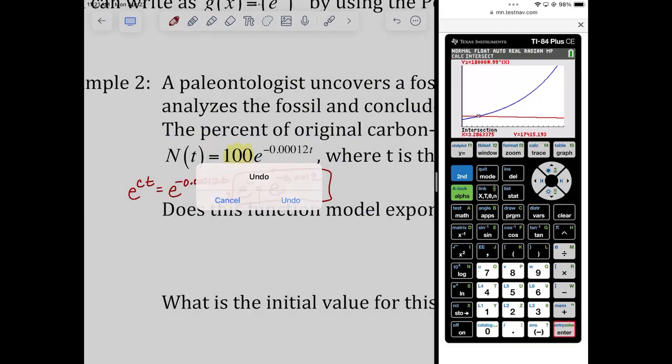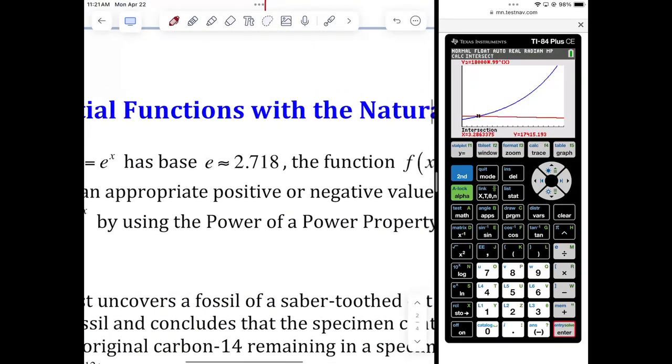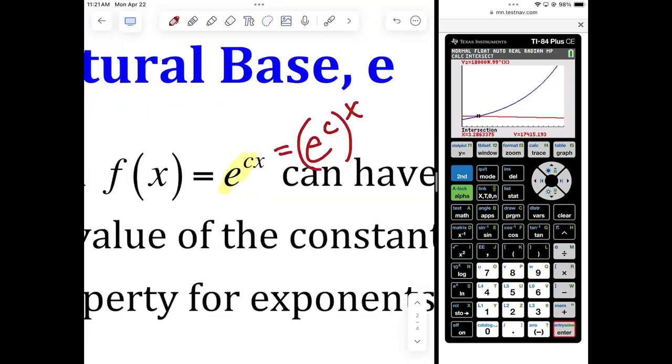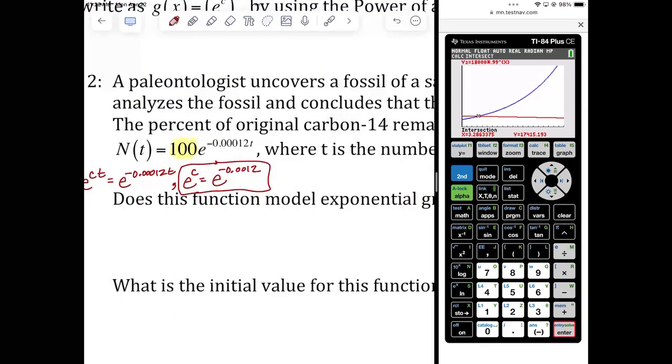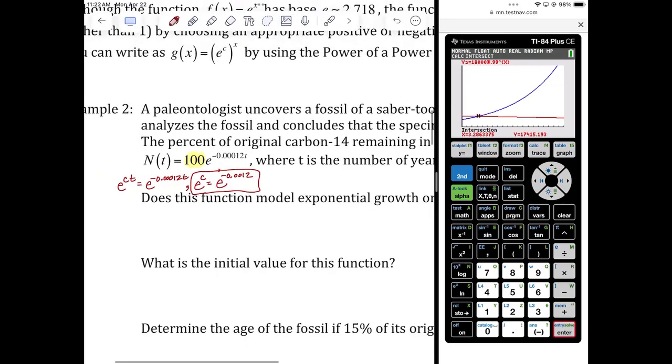It's part of the form that you have to memorize right here. If we look at any exponential form that's base e, it's going to be e to some number times x. And the number in front of the x is the c value. Now, usually we use c for a horizontal shift, and we use b for the horizontal dilation. I don't know why they're using c, but they are. It could be any variable. So c is just the number in front of the x in the exponent. Got it? So our e to the c is e to the negative 0.00012. You just get rid of the variable, and you have e to the c. That's why it's e to the c. It's part of the form.